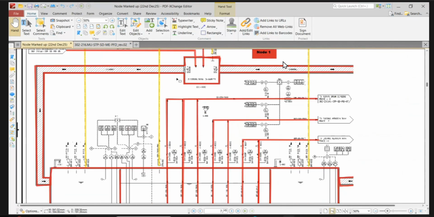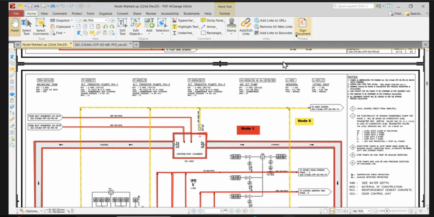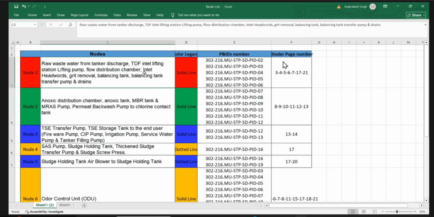As Ahmed has explained the entire system, what we have done is divide the entire section into 11 compartments, or 11 nodes, you can say. So this is the color code. In the P&ID, you will see the red solid line is node 1. I'm just explaining so that you don't get confused during the workshop.